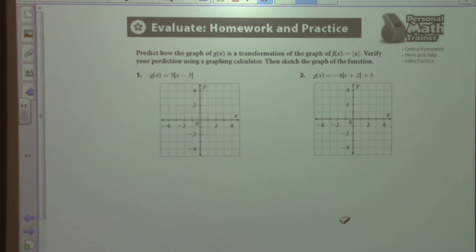So it says, predict how the graph of g of x is a transformation of the graph of f of x equals the absolute value of x. Verify your prediction using the graphing calculator, then sketch the graph of the function. So number one goes similar to what we've talked about. On number one, what's going to happen? We have a vertical stretch, but first, in this case, are we going to stretch first, or are we going to put the vertex first? We'll do the vertex first, because you don't know where it starts. So where's our vertex going to be for this?